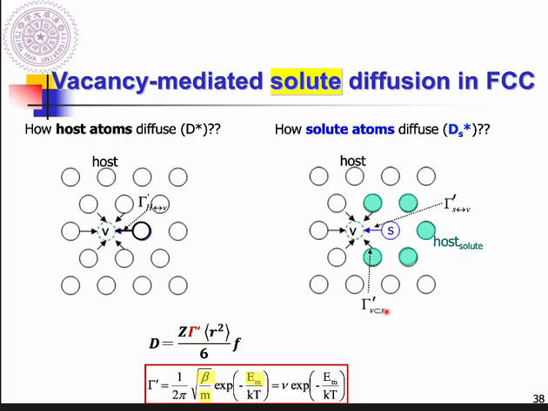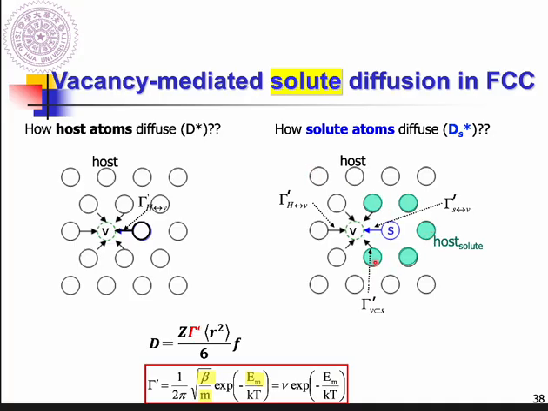So the host atom surrounding the solute jumps into the vacancy. And the last one would be the host atom jumping into the vacancy, similar to this one. So now we have three different gamma prime, because the configuration will be different. Some people probably will say, Professor, this host atom is the same type of host atom as this one.